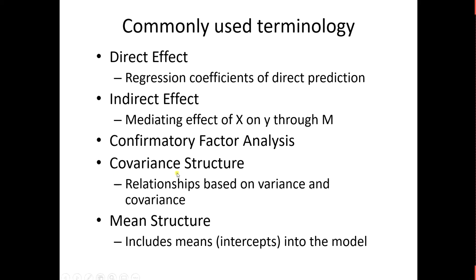Similarly, we use the term covariance structure, and it is basically the relationship based on variances and covariances. So when we model the relationship among variances and covariances, then the resulting structure is basically a covariance structure. But when in this covariance structure we also allow estimation of the intercepts or the means, then that covariance structure will be called a mean structure, in which means are also included in the model.